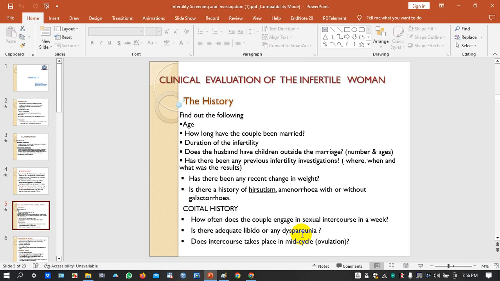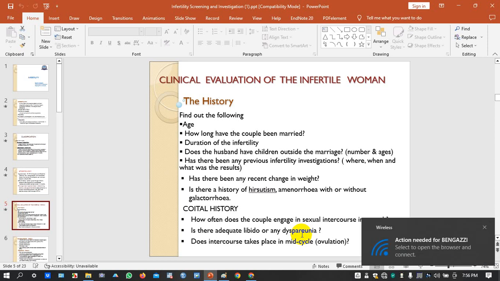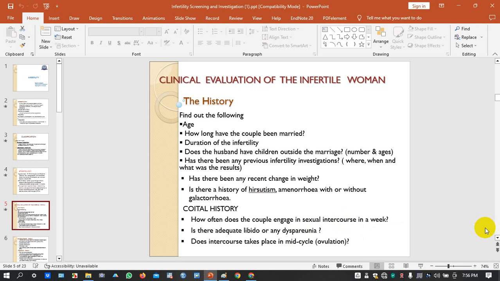So dyspareunia is the persistent or recurrent genital pain that occurs just before or during or after sexual intercourse. Some of the dyspareunias are also accompanied with bloody discharge. You see that blood will be coming out. You see blood on the man's penis. You see that the woman is bleeding because of the pains that she is having.